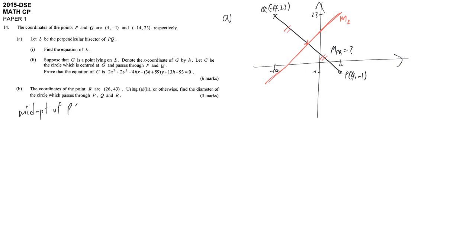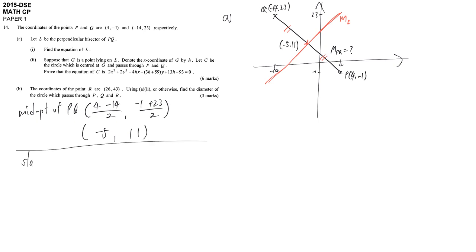Midpoint of PQ is equal to their coordinate average. 4 plus -14 over 2, and the y coordinate average is -1 plus 23 divided by 2. So this is -5, and this is 11. We find the midpoint is (-5, 11) here. And then we try to find the slope of PQ so that we can trace back to the slope of our perpendicular line.